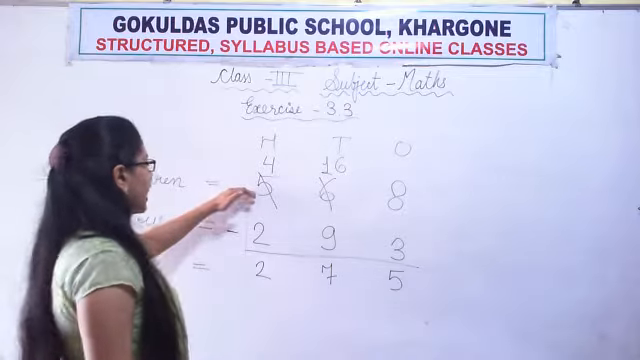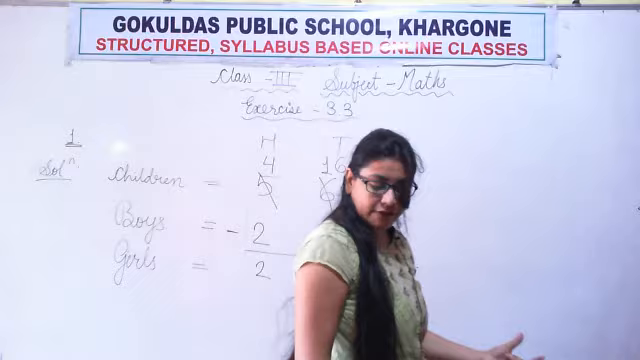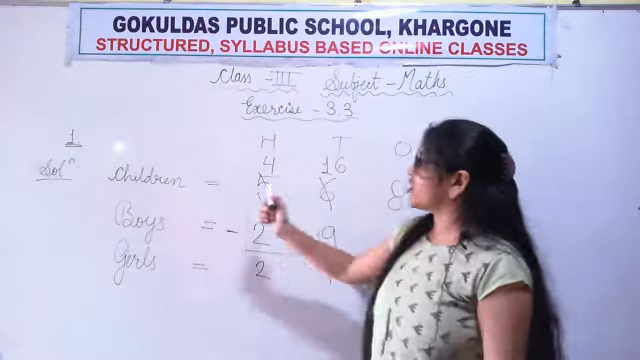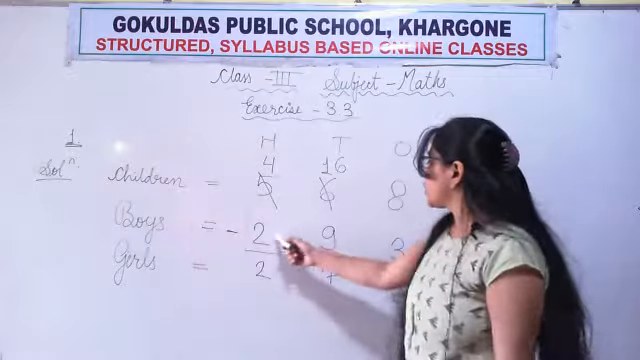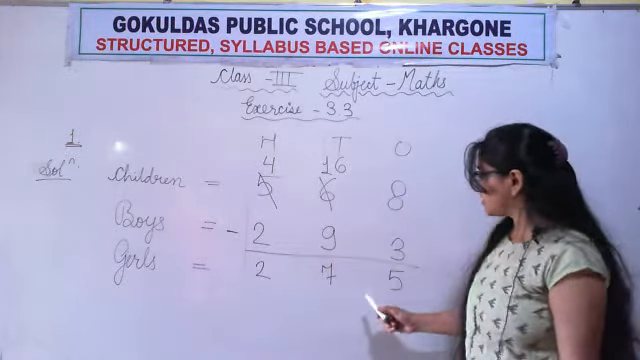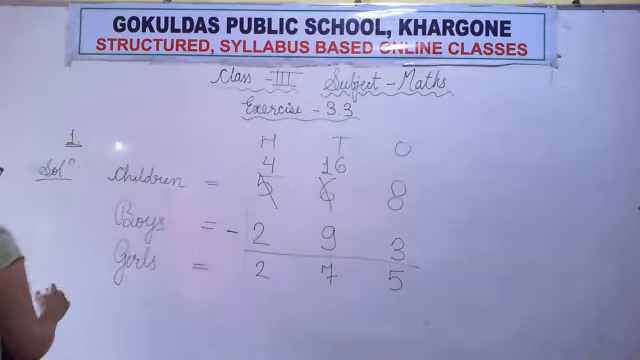So 568 minus 293 is equals to 275. So total 568 children were there. Out of them 293 are boys. So how many are girls? 275 are girls. So let's write the answer.